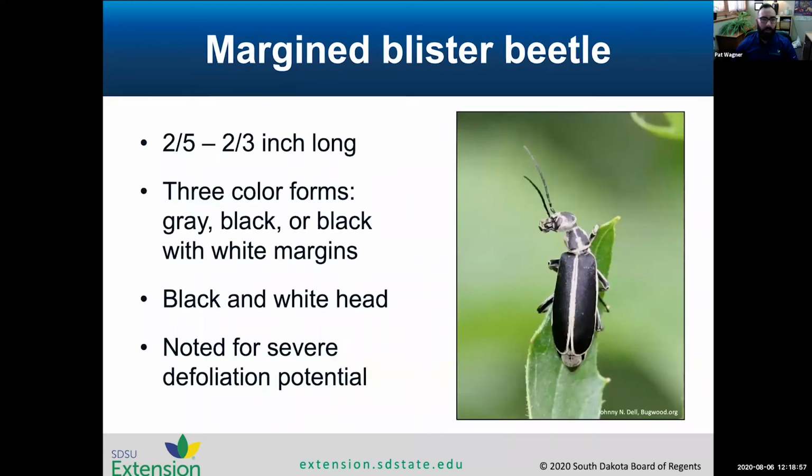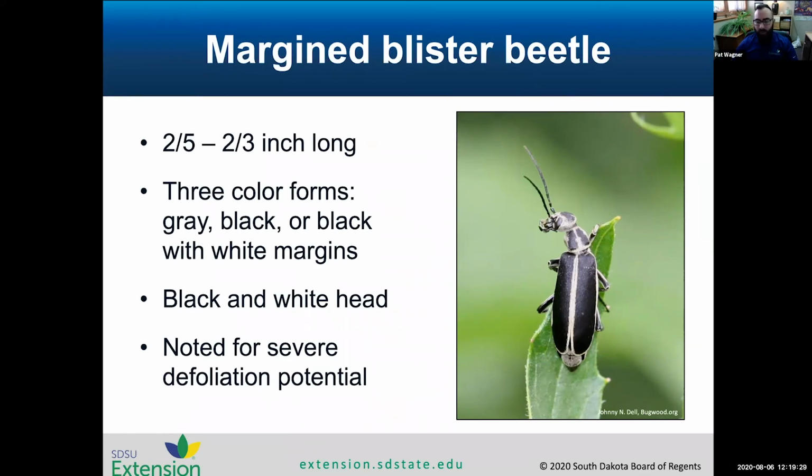And then the last one that I'll talk about here is the margined blister beetle. So again, kind of similar size with these, 2/5 to 2/3 of an inch long. These come in several forms. So you can have ones that are mostly gray, mostly black, or then you'll have the ones that are black with the white margins on the sides that you can see here, an example of that in this picture. That's where they get their name, the margined blister beetle. They'll have the margins, and then their head will be black and white.